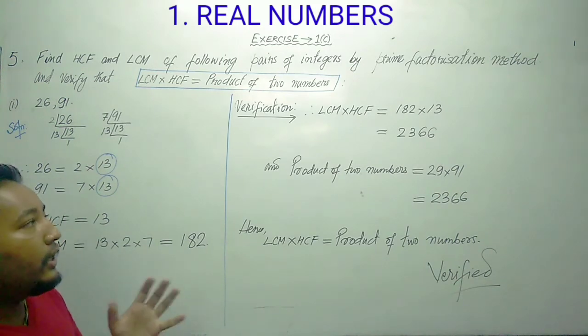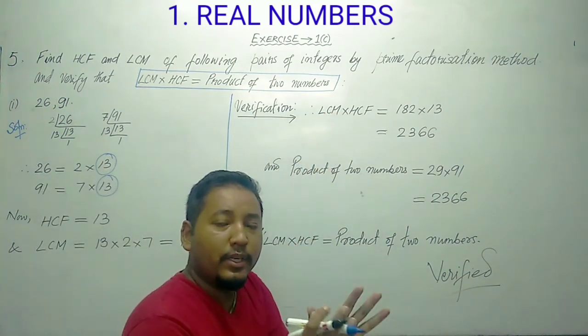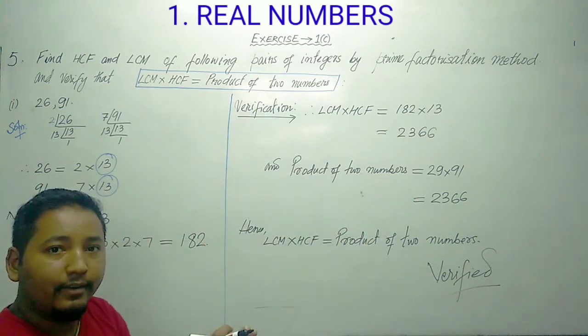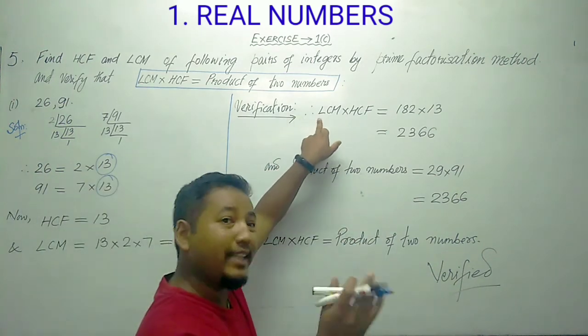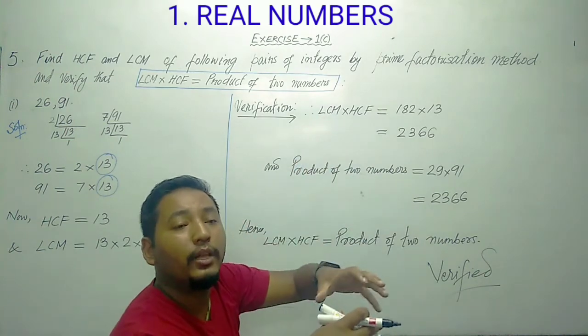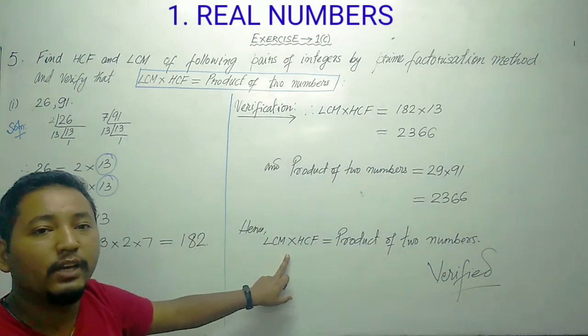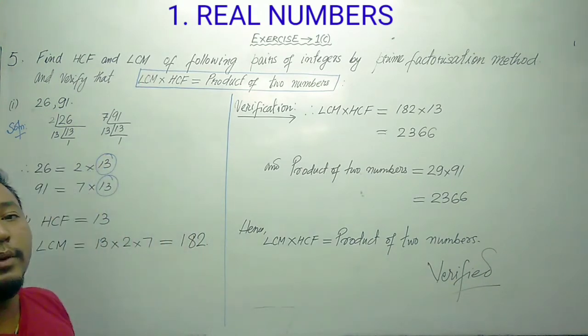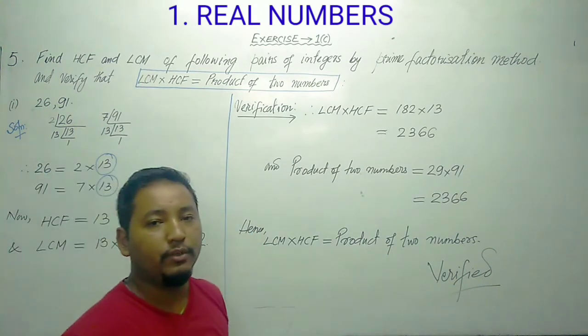So what we have learned now is, whenever two numbers are given to you, the product of those two numbers and the product of its LCM and HCF are equal. That means LCM into HCF equals the product of two numbers. This is also a formula which we'll be using in our next question.